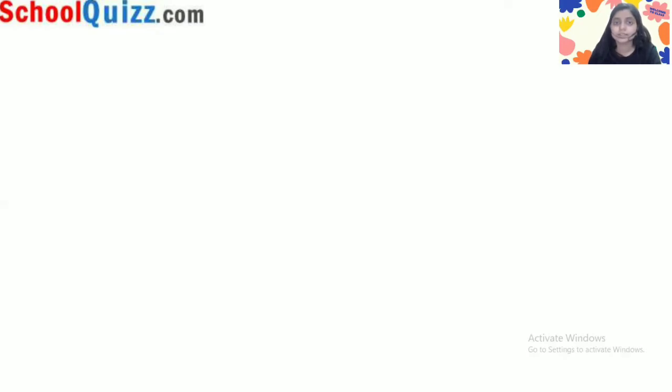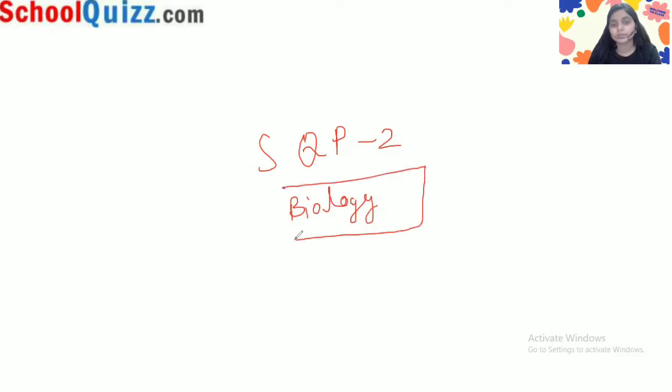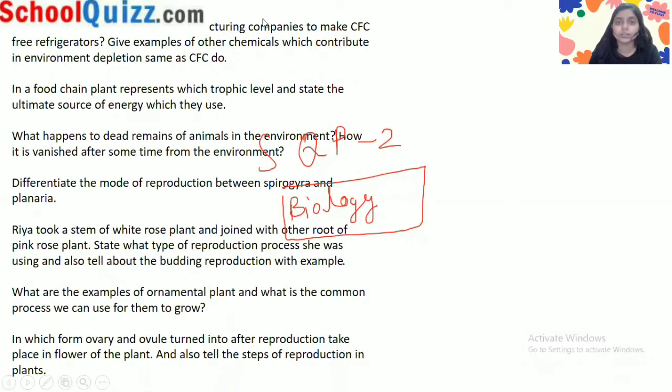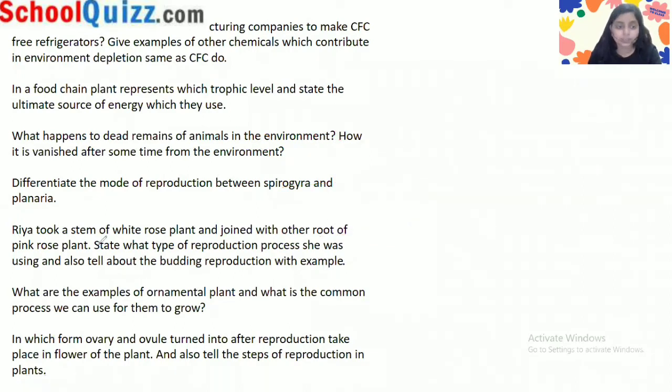So we are discussing the second sample question paper on biology. Our question is about Rhea. What was Rhea doing? Rhea took a stem of a white rose plant and joined it with the root of a pink rose plant. In the next part, state what type of reproduction process she was using, and also tell about budding reproduction with an example.